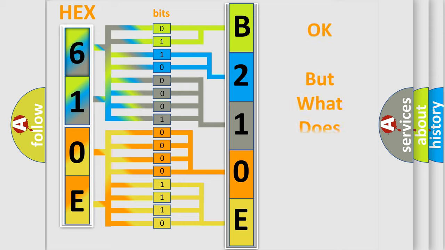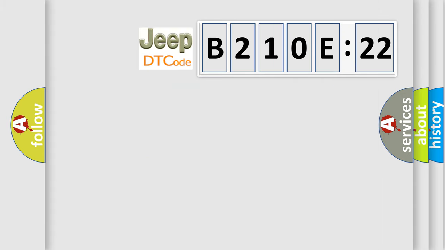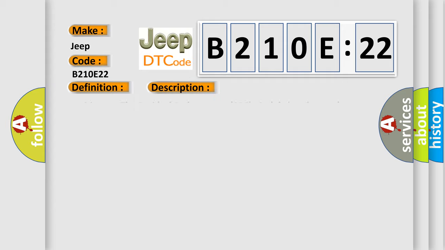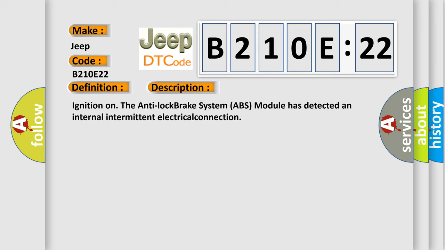The number itself does not make sense to us if we cannot assign information to what it actually expresses. So, what does the Diagnostic Trouble Code B210E22 specifically interpret for Jeep manufacturers? The basic definition is front brake pressure sensor signal compare failure. And now a short description of this DTC code: ignition on, the anti-lock brake system ABS module has detected an internal intermittent electrical connection.